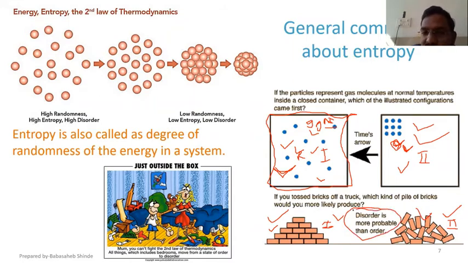Disorder will be the most probable situation, or if you let things happen, disorder will be the output of that process. Even I talked about this picture in the first lecture itself.